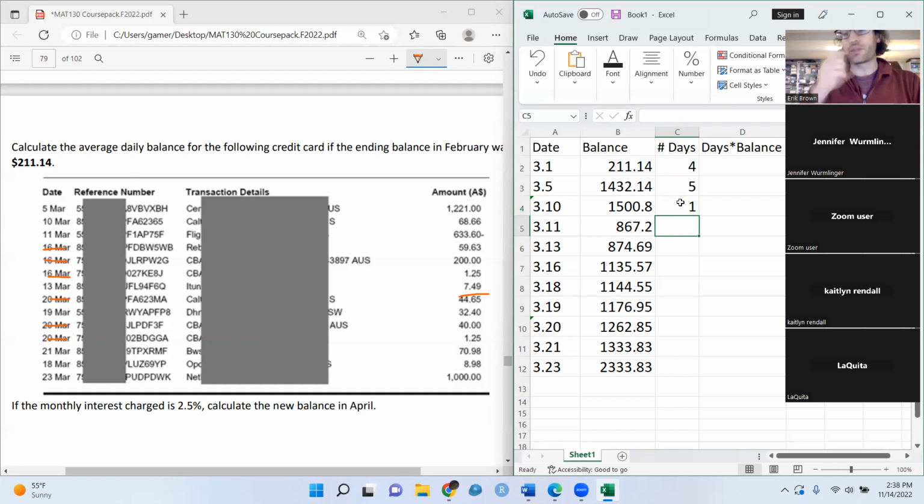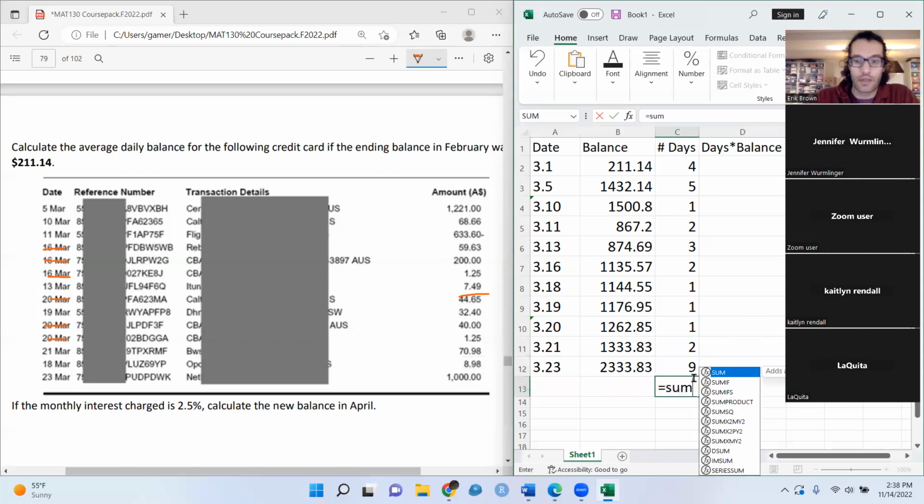It remains this balance just for 1 day because we made a payment on the 10th, and then on the 11th we spent some more money. It remains this balance 2 days. Oh, we made the payment, I'm sorry, on the 11th. From the 13th to the 16th, it remains that for 3 days. 16th to the 18th, 2, 1 day, 1 day, 1 day. 23 to the 21st, 2 days, and then March has 31 days in it. So from the 23rd to the 31st is 8 days, but that excludes the 31st, right? So if we add in the 31st, it's really 9 days.